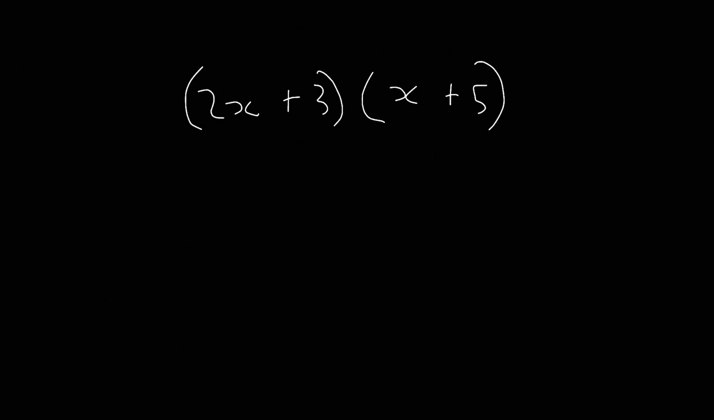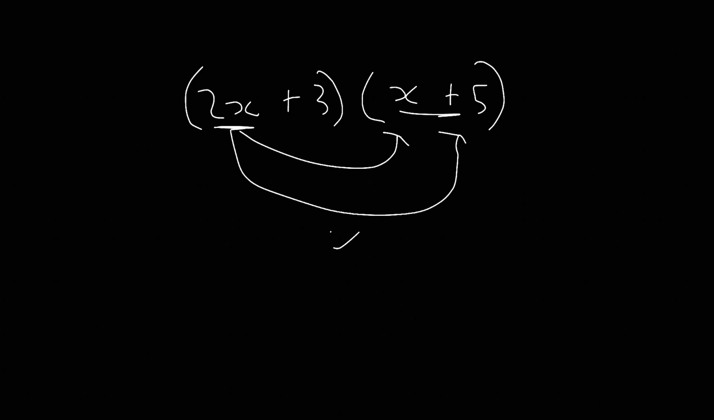So over here is another example. Again, the first value in my first double bracket, I would have to multiply it by both of these values. So 2x times x, and then 2x times 5. So 2x times x just gives me 2x squared, and then 2x times 5 gives me plus 10x.